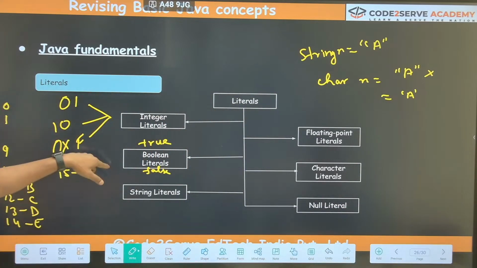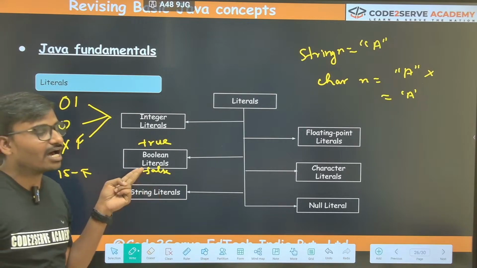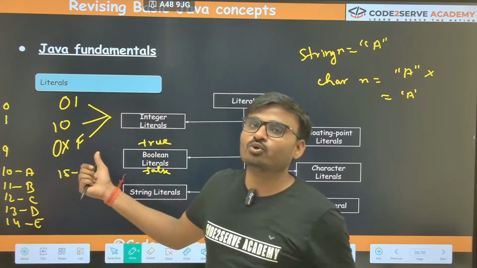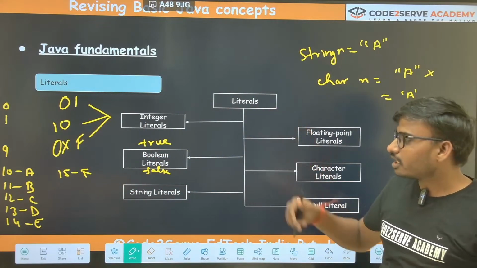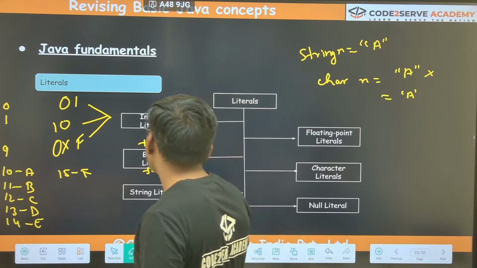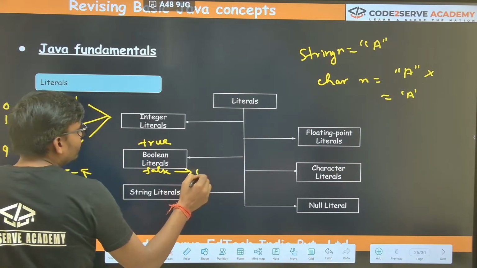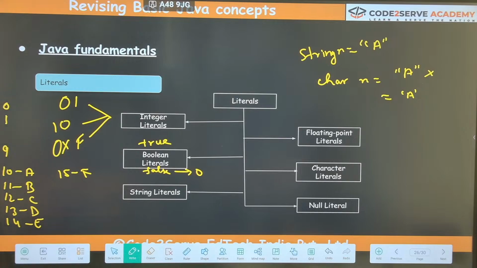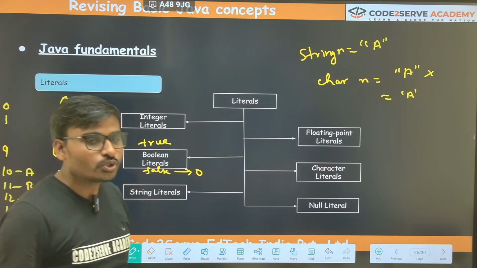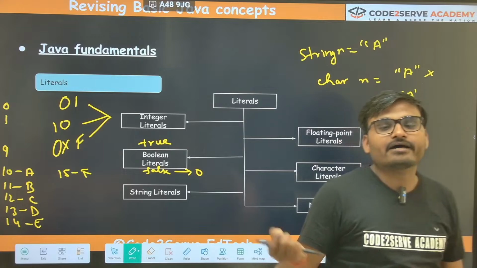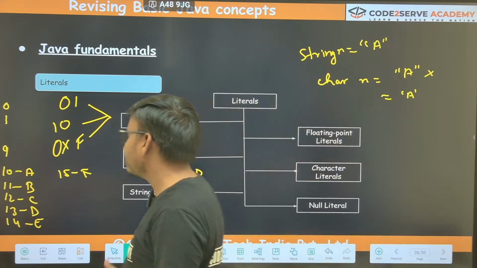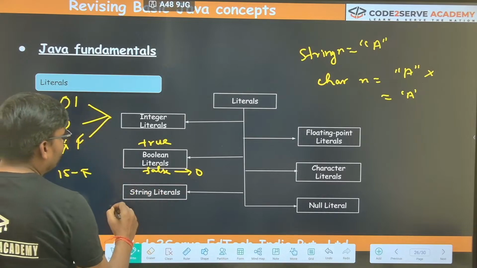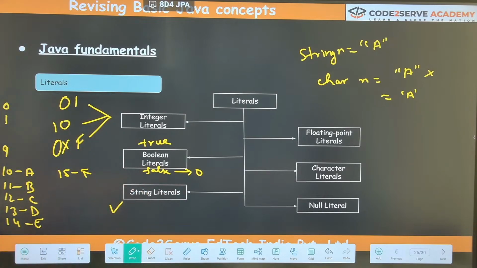What were we talking about? The Boolean literals. Boolean literals means two types of values are supported. Either it can be true or it can be false. Generally, in any programming language, zero is treated as false, and other numbers are treated as true. Now we come to the string literals. I have already discussed the string literals, like how we can declare them.